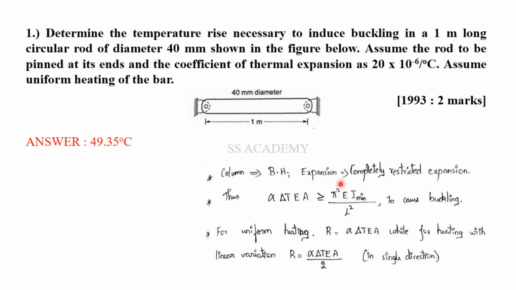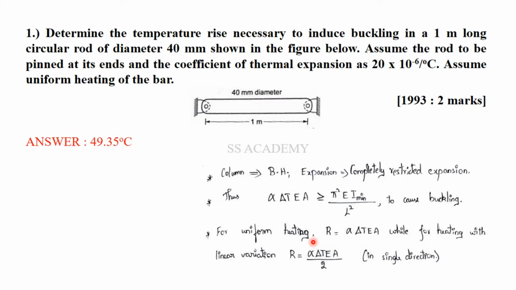As we have studied earlier, for completely restricted expansion in the case of uniform heating, that is, the temperature rise is uniform throughout the bar, the reaction which is necessary to induce a thermal stress is alpha delta T EA. But in the case of linear variation, that is, the temperature rise is linearly varying, the reaction is given as alpha delta T EA by 2. It is an additional point which you need to remember.